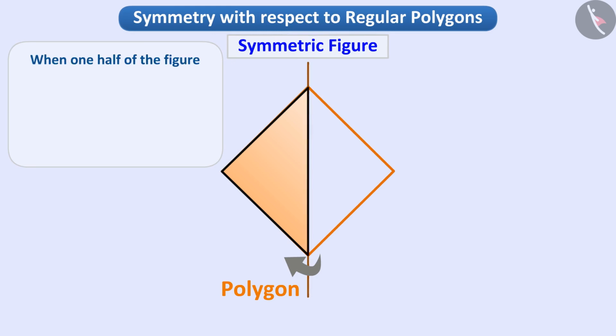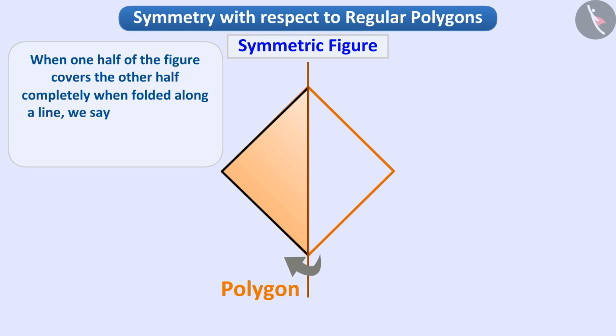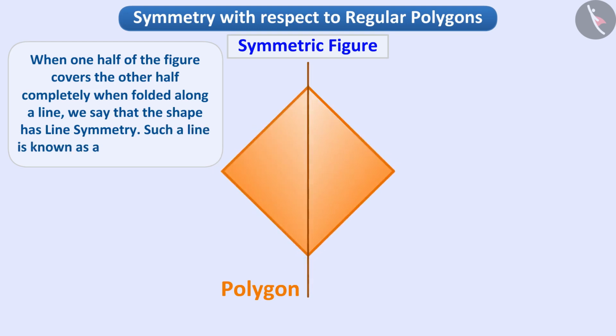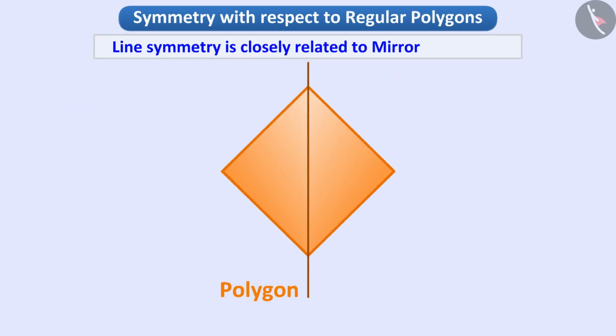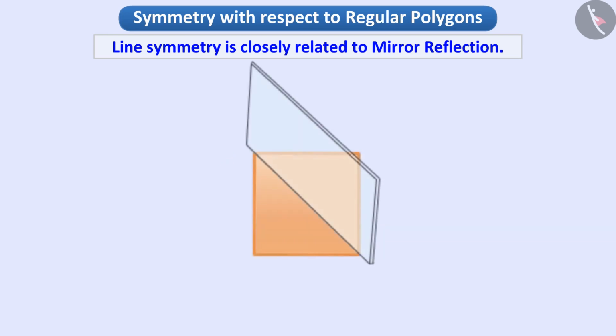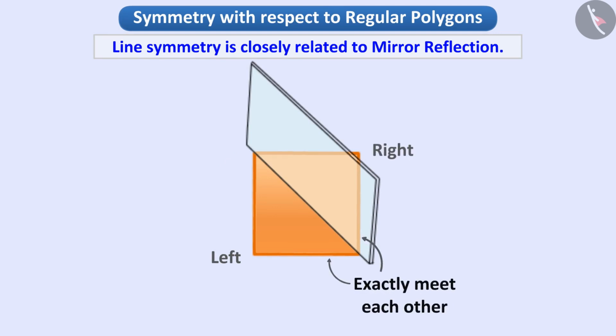When one half of the figure covers the other half completely when folded along a line, we say that the shape has line symmetry. Such a line is known as a line of symmetry. Line symmetry is closely related to mirror reflection. If we place a mirror along this symmetrical line in the same figure, we see that the left part of the figure reflected in the mirror exactly matches the right part of the figure.